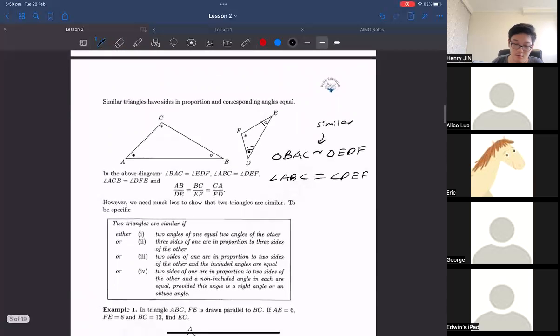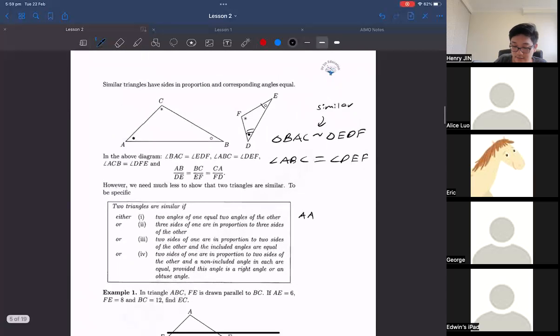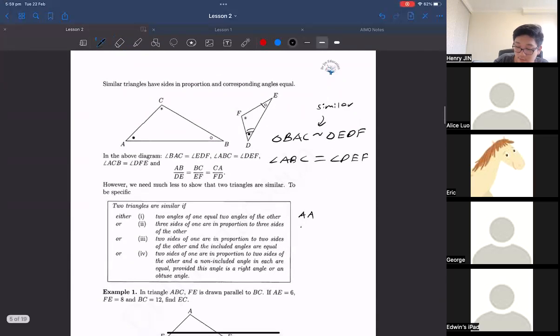Okay, so I'll just go through this quickly. Conditions for similarity. One, two angles are equal, you can just write this. In school, you kind of have to write out the entire thing, but in Olympiad, feel free to just write AA. Three sides in proportion, so you go PPP. P stands for proportion. Just like in congruent triangles, you have SSS, which stands for side. PPP stands for proportion.